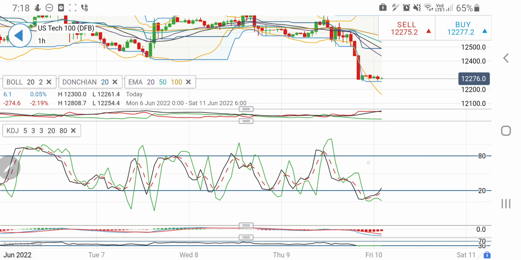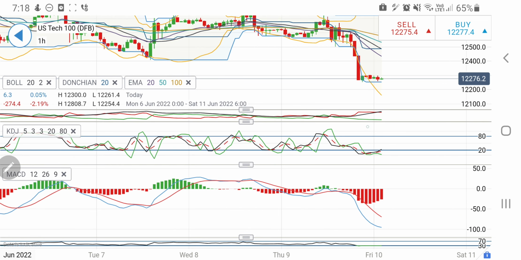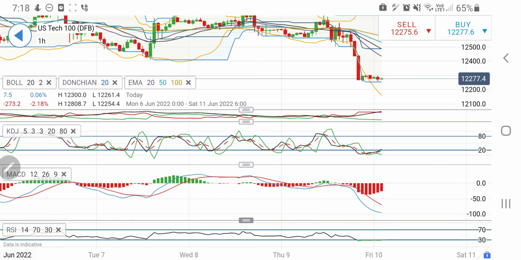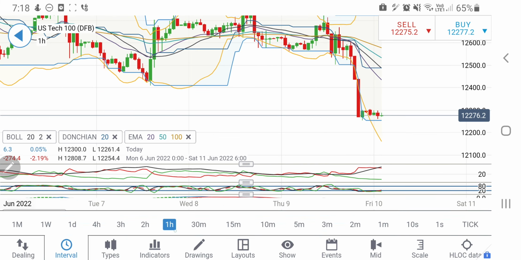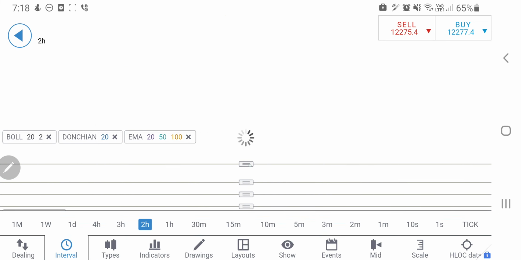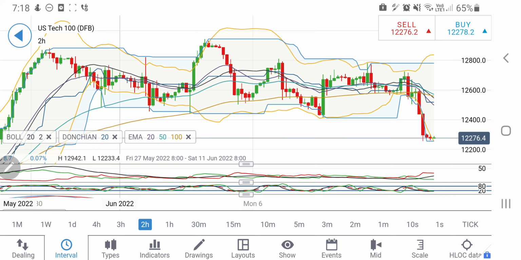The stochastic is oversold here, looking upwards, so possibly a little reversal can be expected. Look at the hourly charts, it is extremely bearish, trading below -100 levels on the MACD. There probably a little convergence can be expected and it can try to reverse from here. The RSI 2 is oversold and hence a little rise can be expected on the hourly charts. That is what is expected.